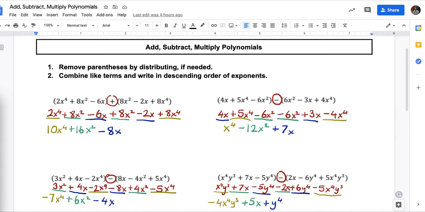That's how you simplify, how you do this with the simple versions of it. We're going to take a quick look at distribution next.